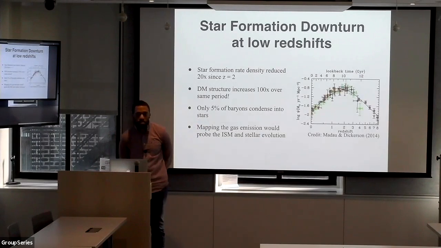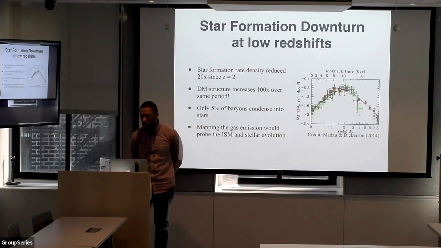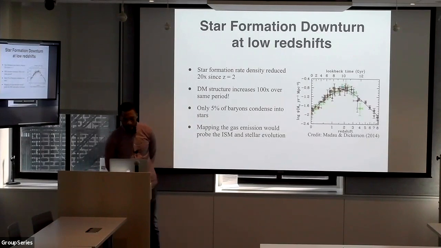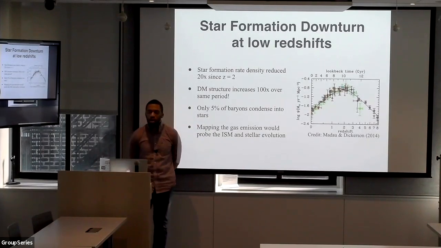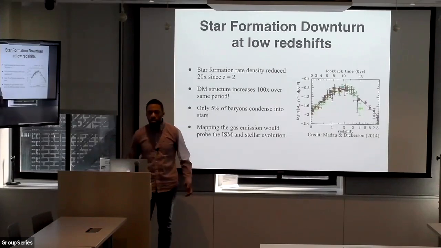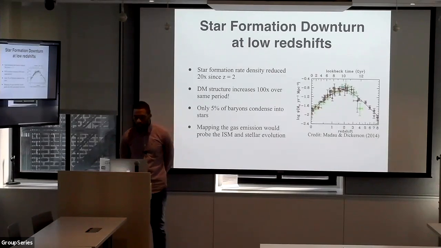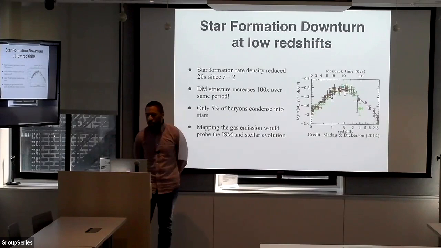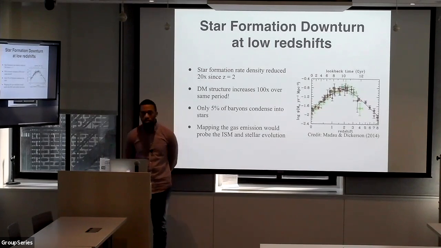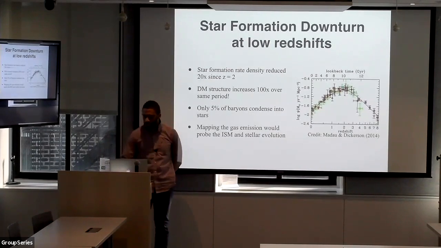So what is the nature of this discrepancy? Well, there are various models, but we're not sure what is causing it. Also, we know that only 5% of baryons have actually been converted into stellar matter. So in particular, these facts aren't fully explained. However, if we were able to map the gas emission in the universe, this would allow us to probe the interstellar medium, or ISM, and stellar evolution in order to begin to answer these questions.